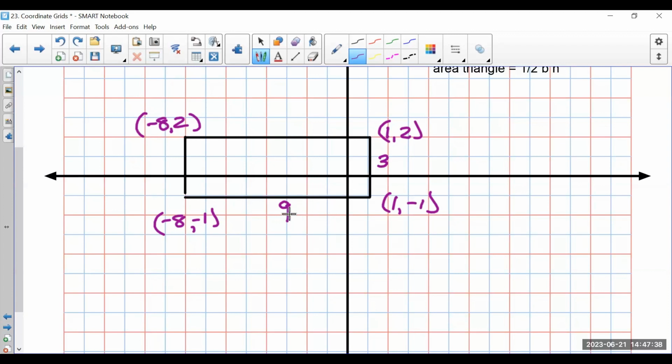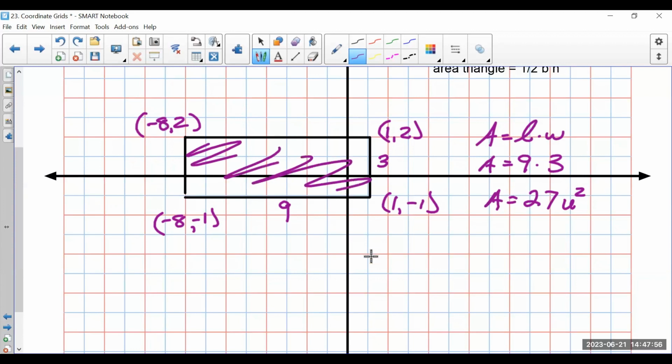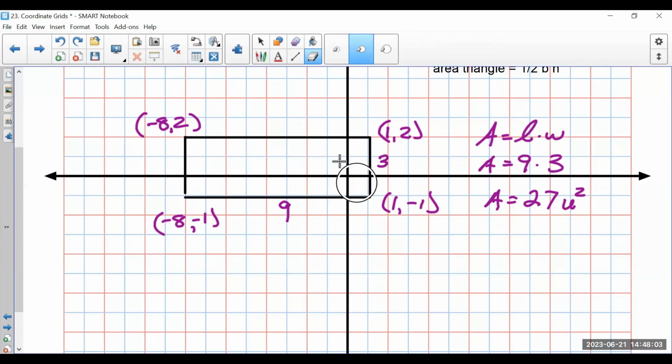So area, if it's a 9 by 3 rectangle, your area is equal to your length times your width. So your area would be equal to 9 times 3, which is 27. I'm just going to put units squared, because your area is this whole shape inside here. You could also count all the blocks, but that would be a lot of work, and you might count wrong. So 9 times 3. If they're asking you for a perimeter, then you're looking for the distance around it.